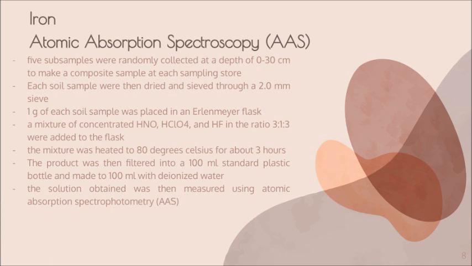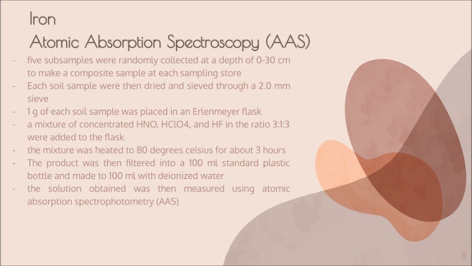Next parameter is iron. Atomic absorption spectroscopy was used to determine the concentration of iron in the soil. Firstly, soil samples were collected from 6 different locations, and then 5 subsamples were randomly collected at a depth of 0 to 30 centimeters to make a composite sample at each sampling site. Each soil sample was placed inside a polyethylene bag and taken to the laboratory, where it was spread and air dried.